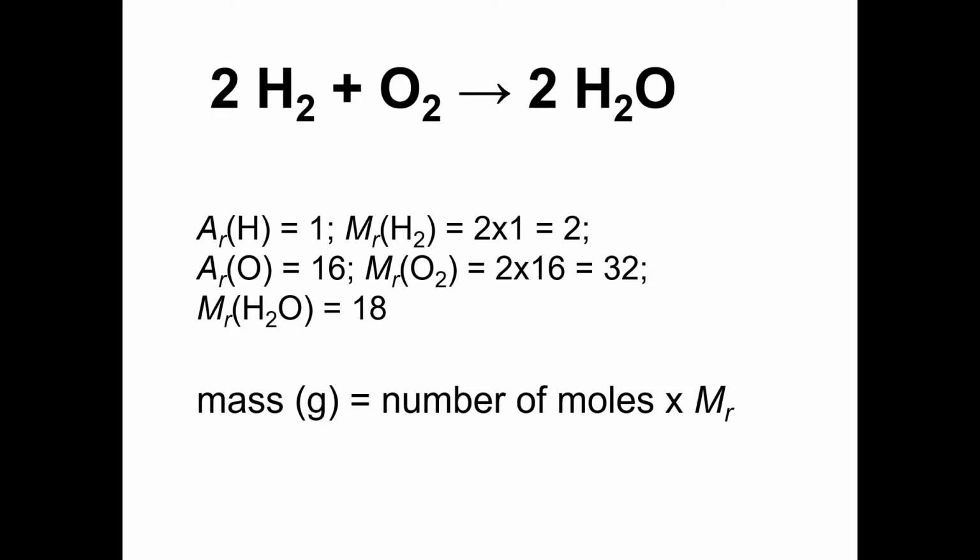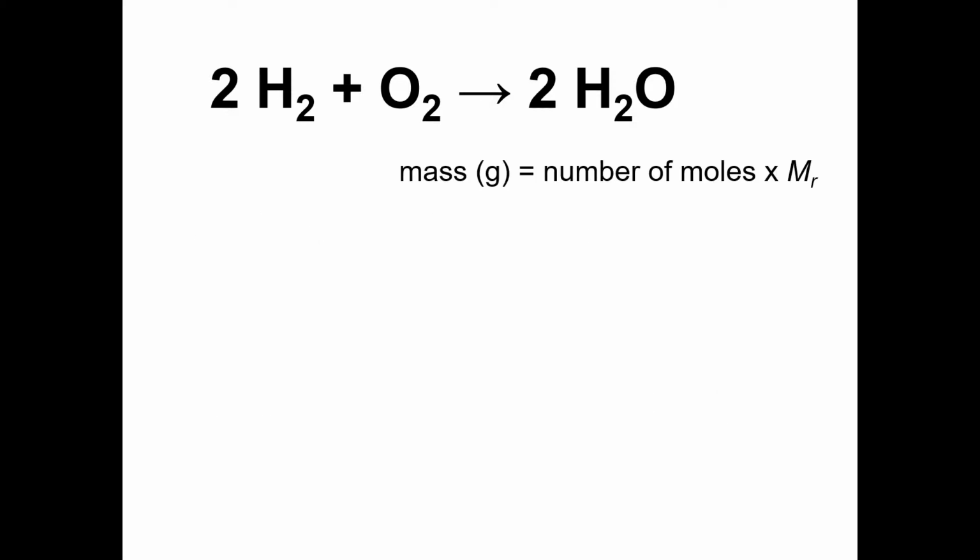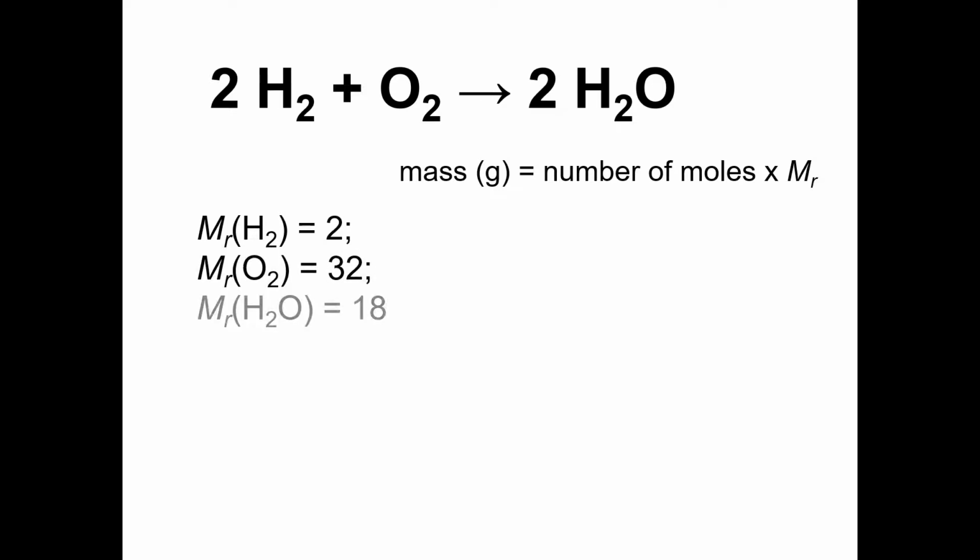Now, we've worked out the relative formula mass for each one. Now we need to convert that into a mass by looking at the number of moles of each of those things, each of those molecules. So, for hydrogen, the Mr is 2. For oxygen, the Mr is 32. For water, the Mr is 18.